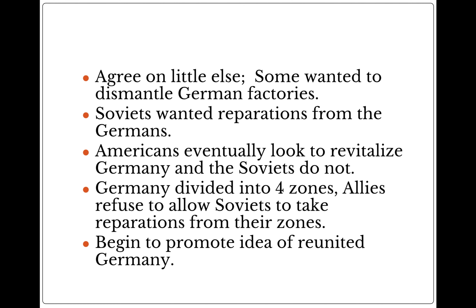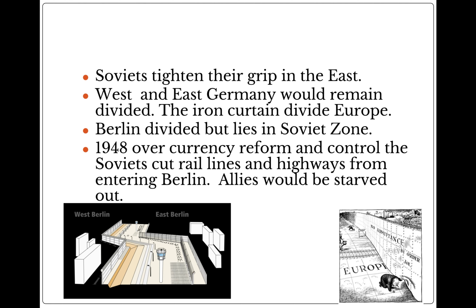France, Great Britain, and the U.S. began to promote the idea of a reunited Germany. This is when the Soviets tightened their control on Eastern Germany. So West and East Germany would remain divided. The Iron Curtain, which Winston Churchill refers to as dividing those countries that are communist from those that are fundamentally democratic, divided the two sides.